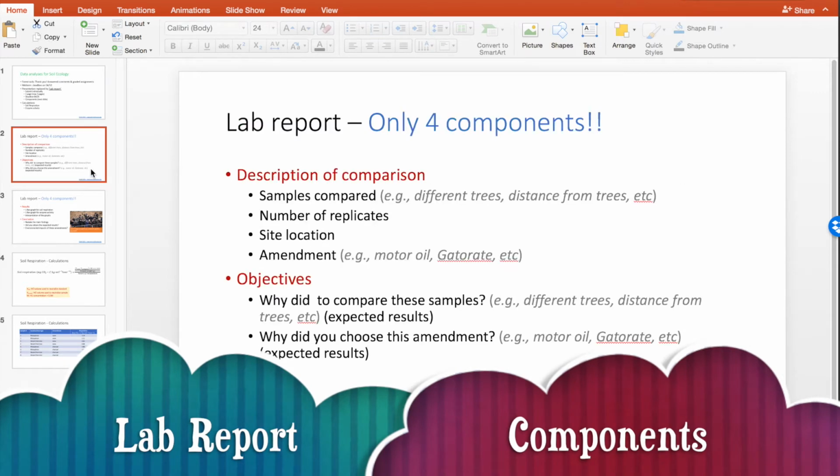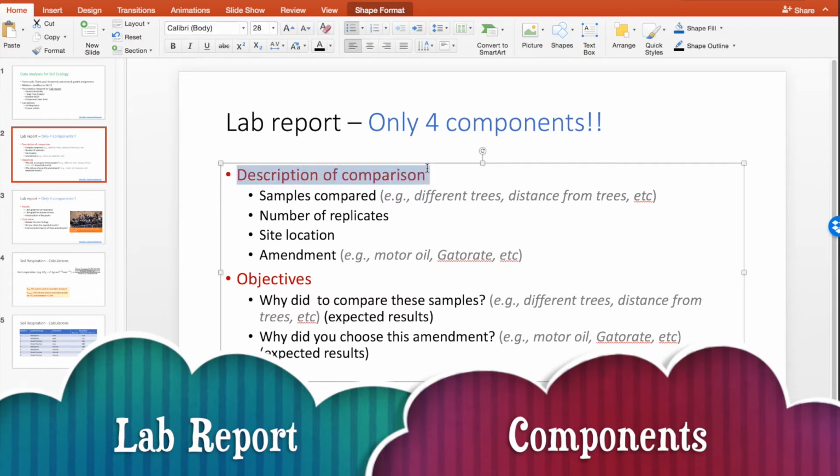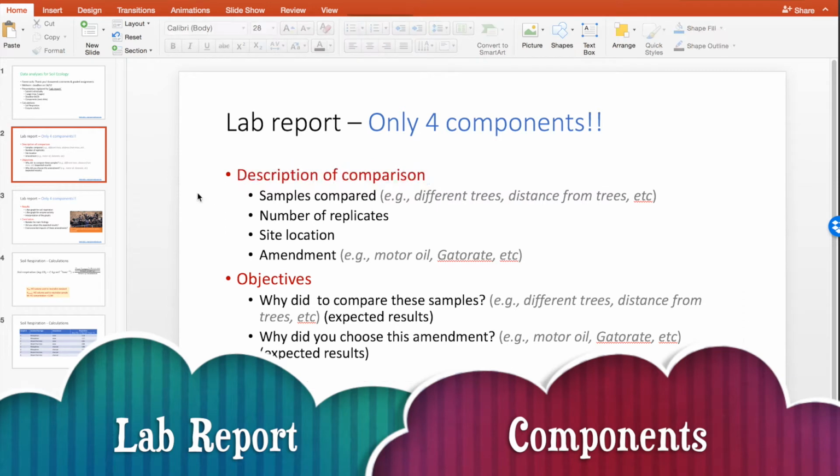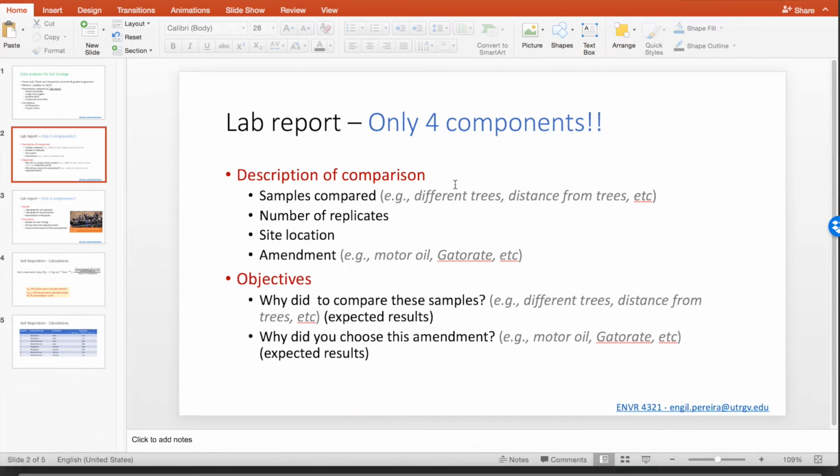So going over the lab report. The lab report has to have these 4 components. The first component is the description of the things you're comparing. So some people are comparing samples that were collected from near the trees or from different types of trees. You know what your group decided to compare.